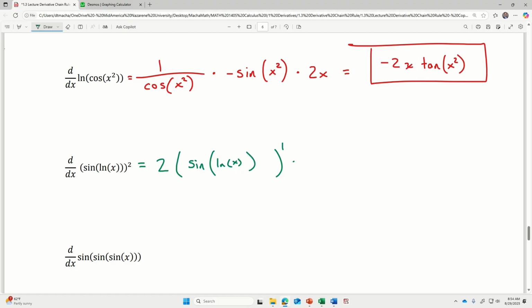Now I'm going to multiply times the derivative of the middle function, the one that's halfway down in layers. So that's going to be the sine function. What's the derivative of sine? Cosine. And I'm going to leave alone everything that shows up on the inside of that sine function, so it'll just be cosine of natural log of x. And now, finally, I multiply times the derivative of the innermost function. What's the derivative of natural log? 1 over x.